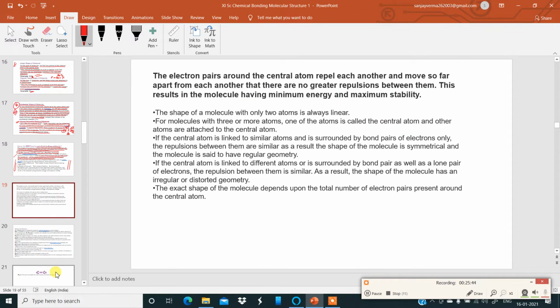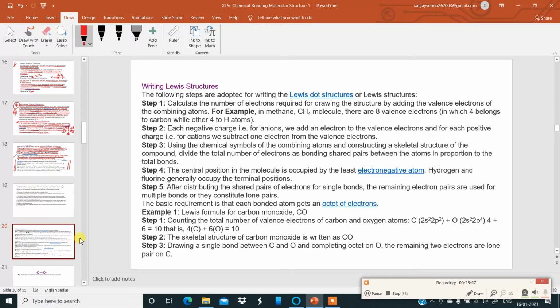Okay, now moving further, how to write the Lewis structures? There are some steps given over here. Calculate the number of electrons required for drawing the structure by adding the valence electrons of the combining atoms. For example, in the methane CH4 molecule, there are altogether 8 valence electrons, in which 4 belong to carbon while the 4 others belong to the 4 hydrogen atoms. Now, for each negative charge, that is for anions, we add an electron to the valence electrons, and for each positive charge, that is for cations, we subtract 1 electron from the valence electrons.